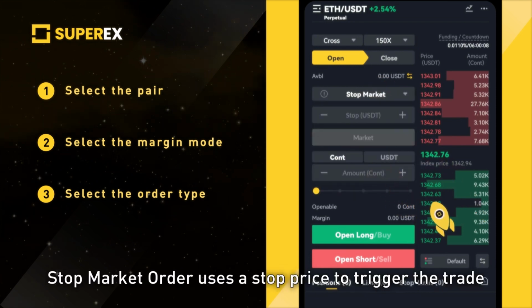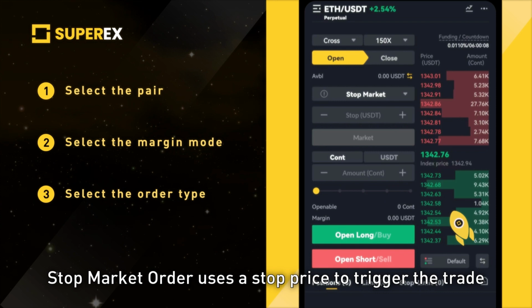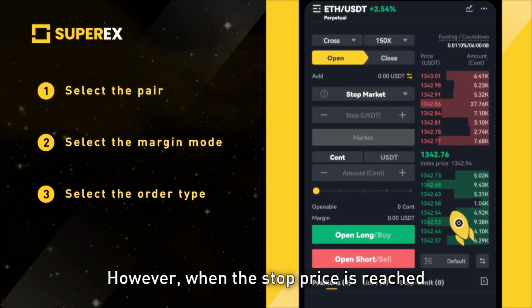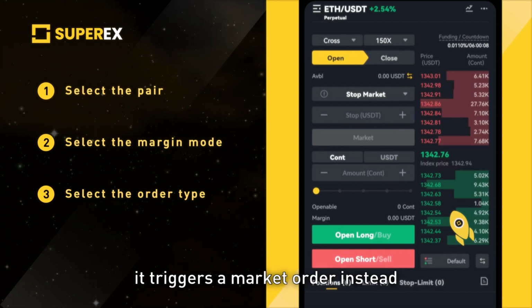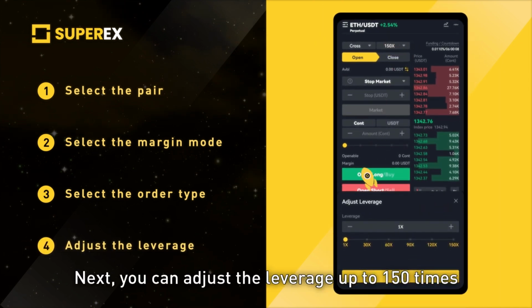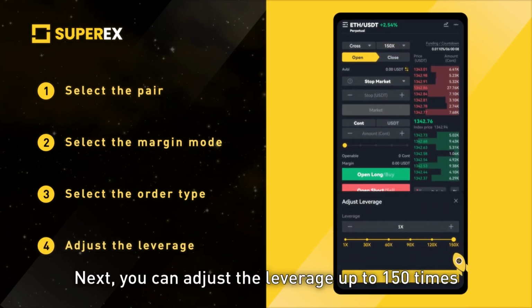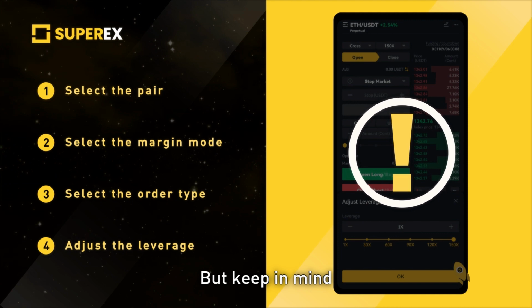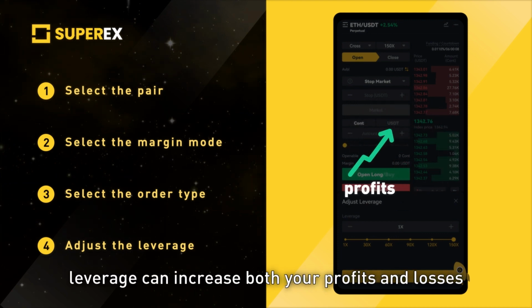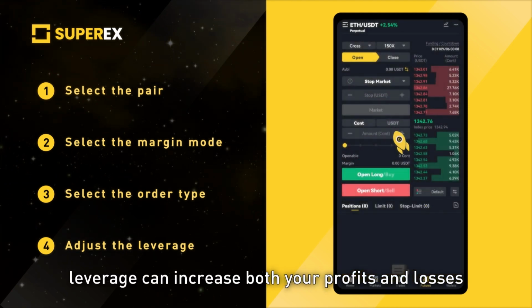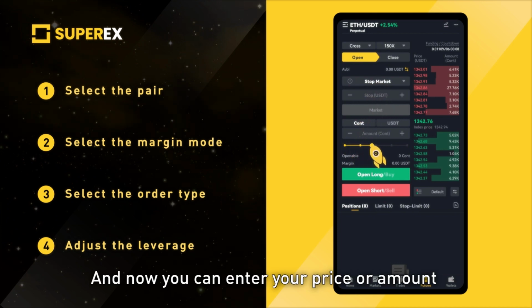Stop market order uses a stop price to trigger the trade. However, when the stop price is reached, it triggers a market order instead. Next, you can adjust the leverage up to 150 times. But keep in mind, leverage can increase both your profits and losses. And now you can enter your price or amount.